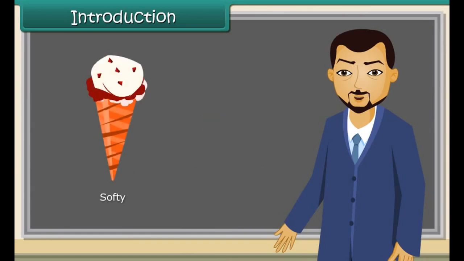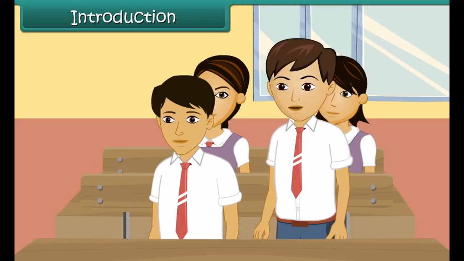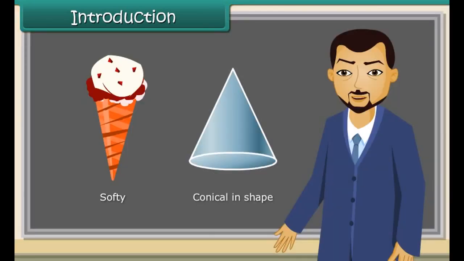Okay, you must have eaten a softy. What is the shape it has? Yes, it is conical in shape. Very good. Today we will learn more about shapes. Come, let's see.